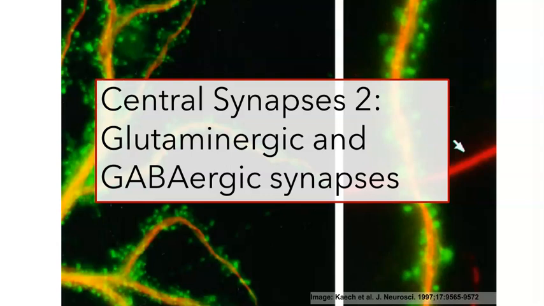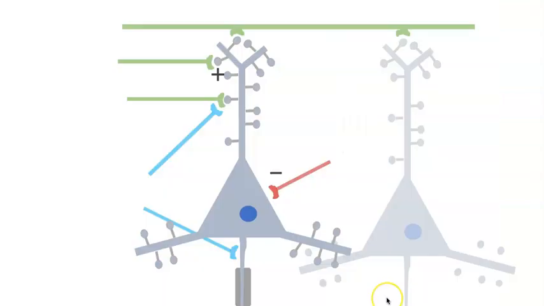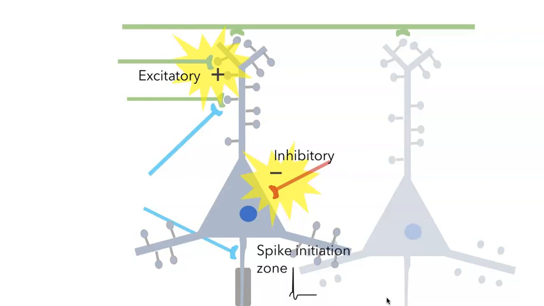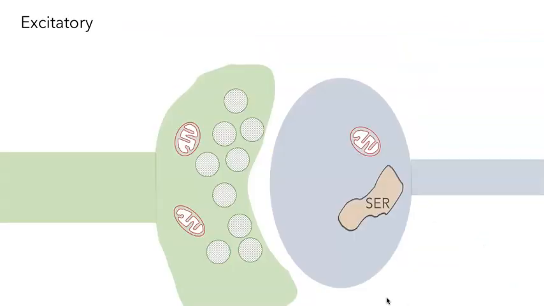Let's continue our look at central synapses. Recall that neurons in the brain are getting many inputs, and some of these are excitatory and some of these are inhibitory, and the job of each neuron is to integrate all this information and then decide if it should initiate an action potential at the spike initiation zone. To understand how these processes happen, we need to look at excitatory and inhibitory synapses in a bit more detail.